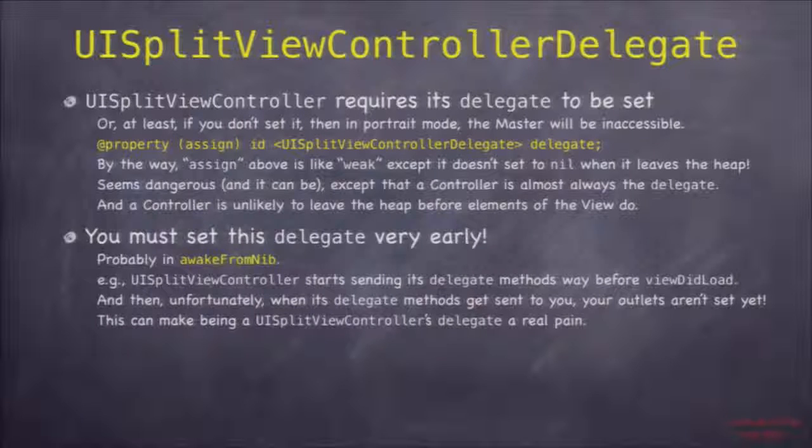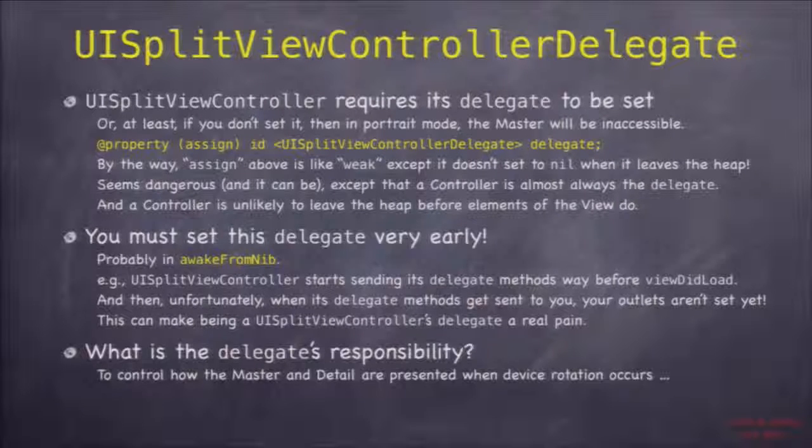The delegate is annoying. It's the most annoying delegate in all of iOS. Firstly, it has to be set very early, meaning in awakeFromNib. You can't wait till viewDidLoad to set your split view controller's delegate. Second of all, it starts calling the delegate methods from the split view controller before viewDidLoad happens. So none of your outlets are set while it's calling its delegate methods. So it's very difficult to deal with the split view controller delegate.